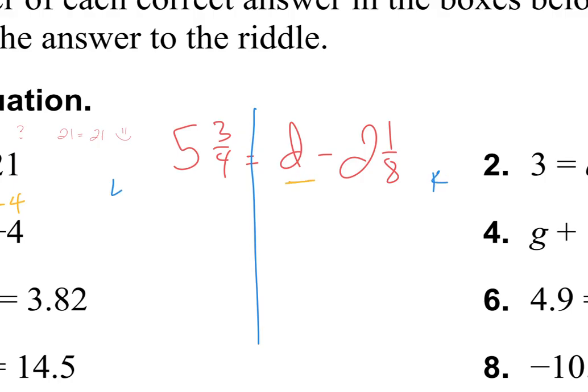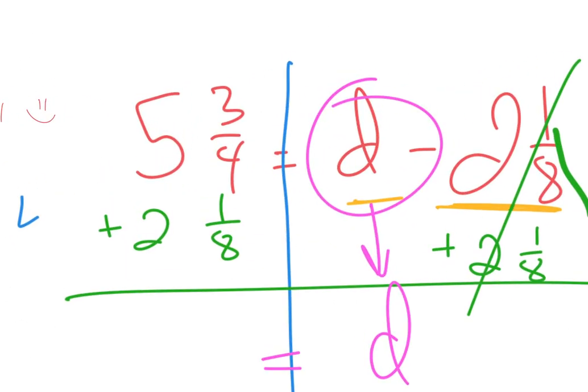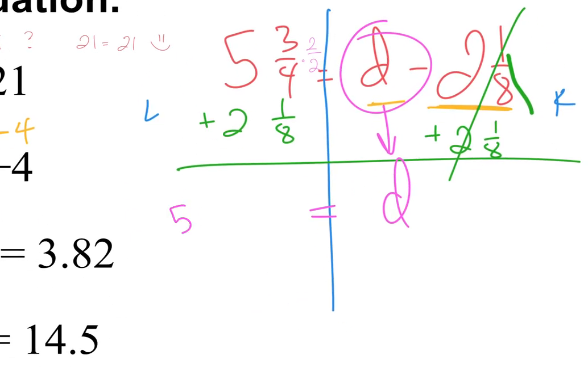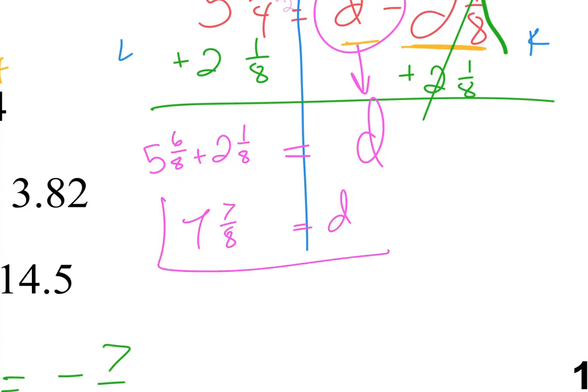What's happening is D is being subtracted by 2 1/8. So we're going to add 2 1/8 to both sides. That goes away. This goes away. And we're left with this D all by itself now. Similar to the last one, we need a common denominator. I'm going to multiply this by 2/2 to get 5 6/8 plus 2 1/8, which is 7 7/8. That is what D equals.